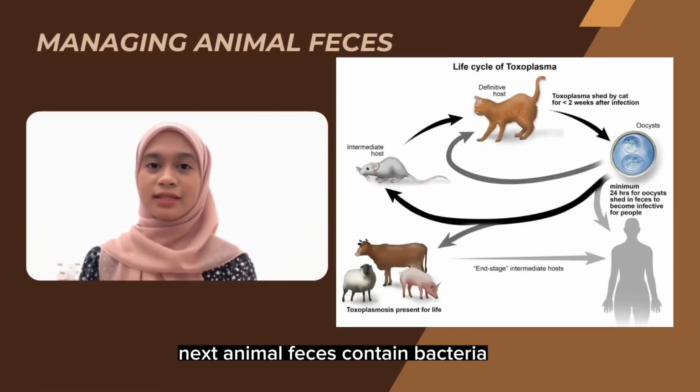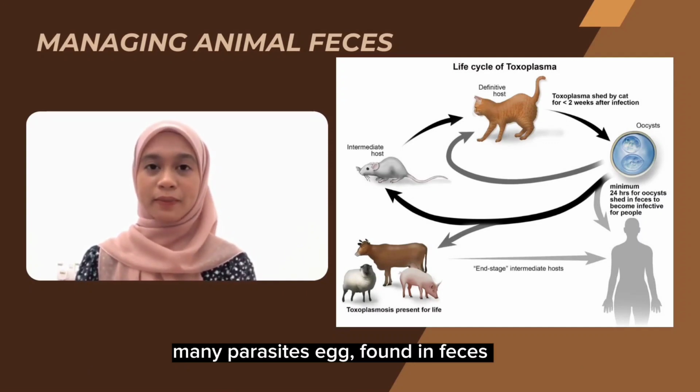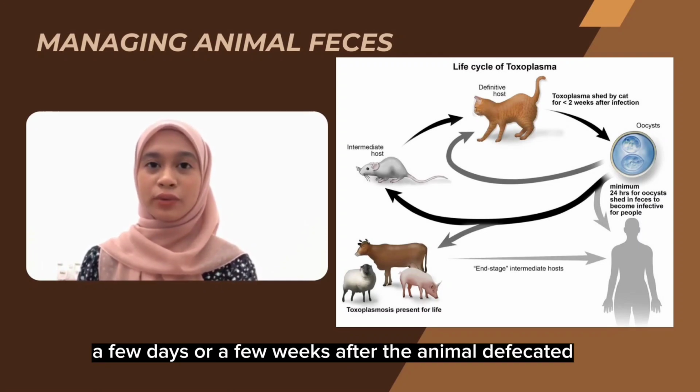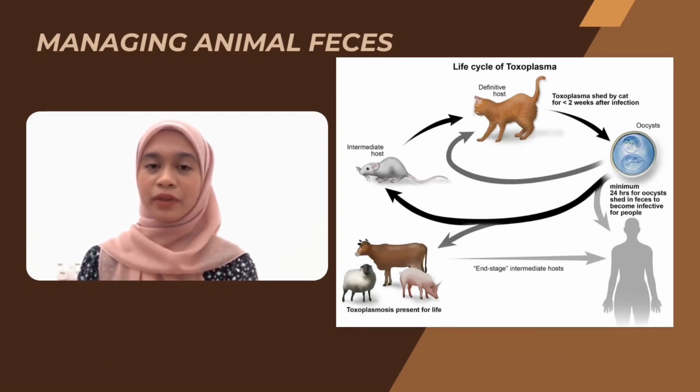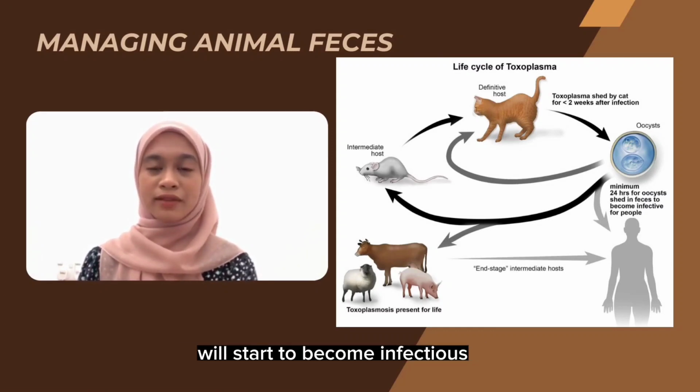Next, animal feces contain bacteria and parasite eggs that can infect both animals and humans. Many parasite eggs are found in feces a few days or a few weeks after the animal defecated. For example, after 24 hours, Toxoplasma oocysts in cat's feces will start to become infectious.